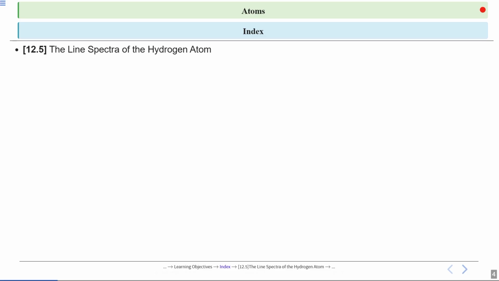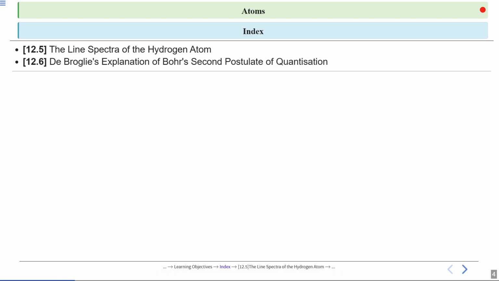Let's see the index of topics that we are going to cover today. Firstly, we will discuss NCERT section 12.5, that is the line spectra of hydrogen atom. Next, we will look at NCERT section 12.6, that is de Broglie's explanation of Bohr's second postulate of quantization. De Broglie suggested that electrons behave like waves and only certain wavelengths fit perfectly around the nucleus, leading to quantized orbits. We will explore how this wave nature leads to quantization with some examples in the next section.